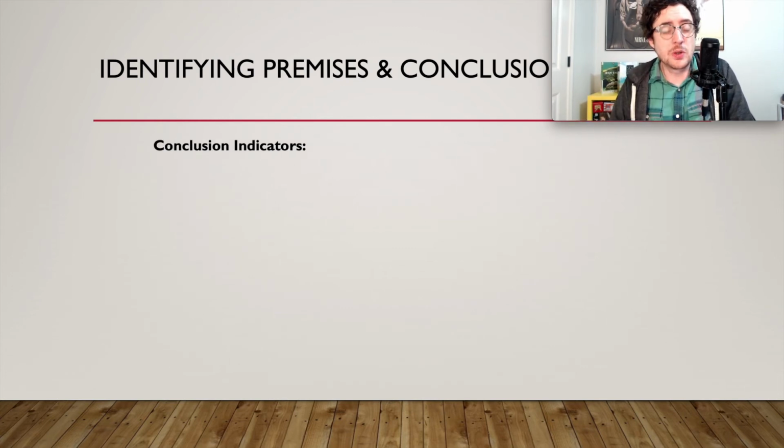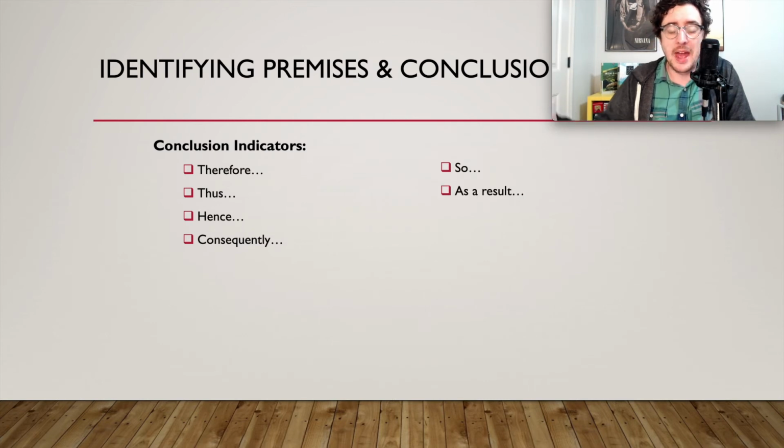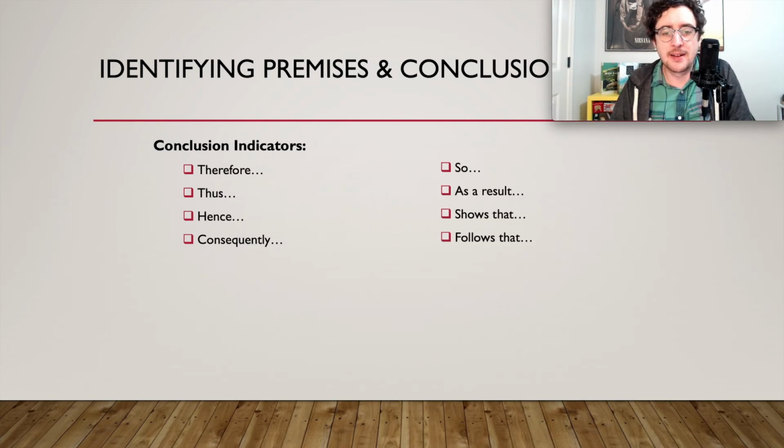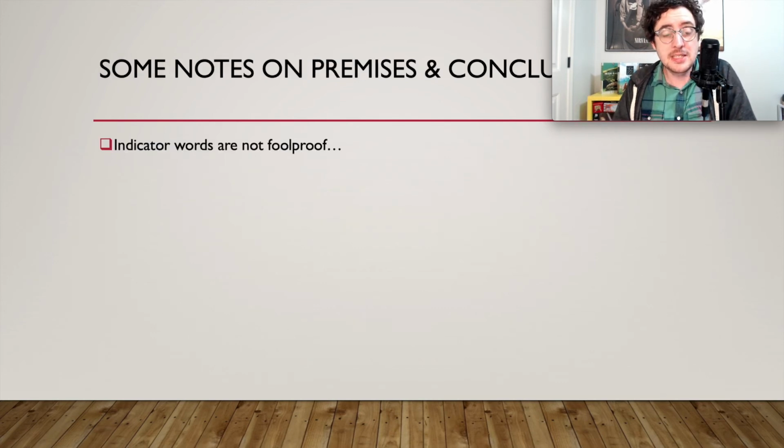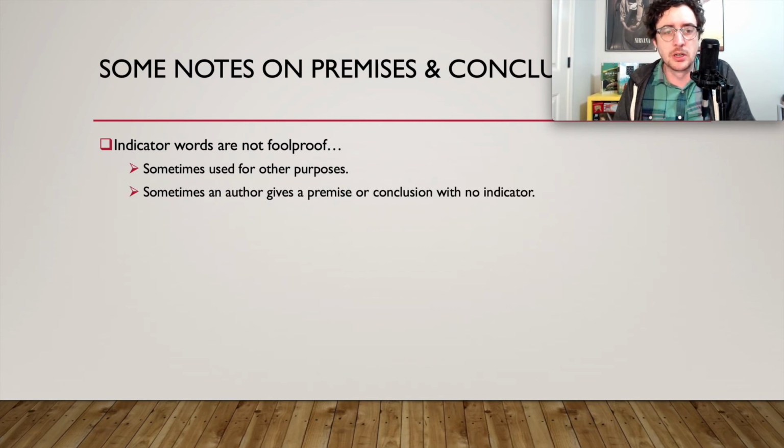So there are also conclusion indicators. These include things like therefore, thus, hence, consequently, so, as a result, shows that, follows that. These are phrases that authors often use to say, here's what I'm trying to convince you of. Here's the conclusion. So these indicator words are not foolproof. Sometimes you'll see these words being used for other purposes than introducing premises or a conclusion. And sometimes an author will give a premise or conclusion without using any of these indicators.